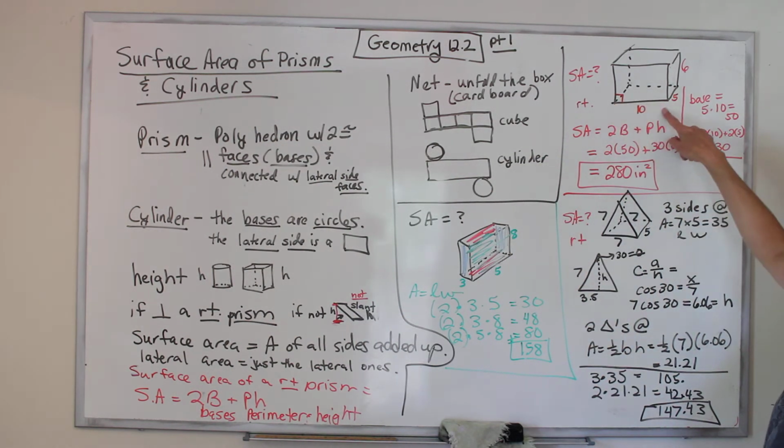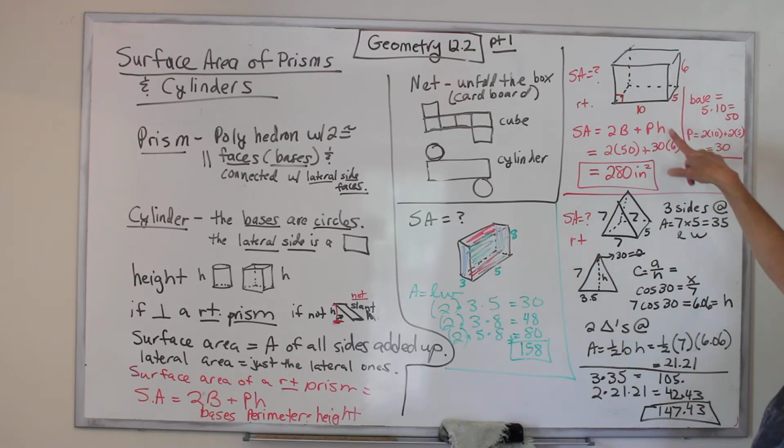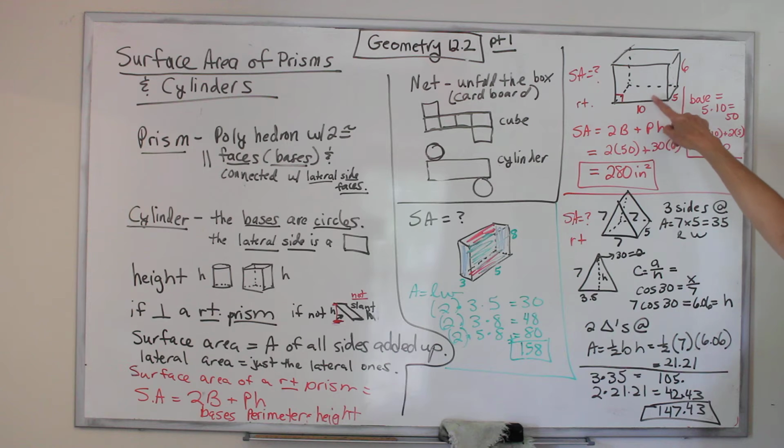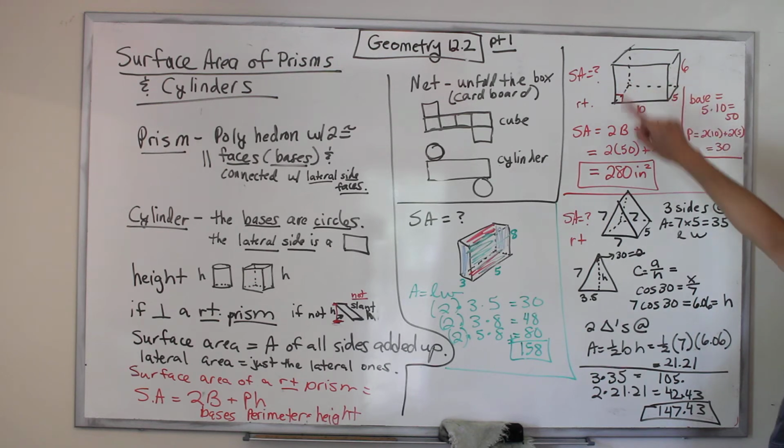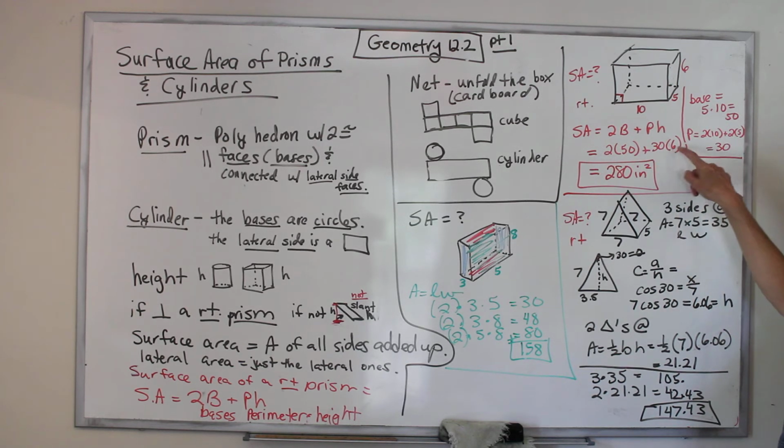Okay, here's another one. They want the surface area of this. It's a right prism, so I can do the formula. The bases are 10 times 5, which is 50. And the perimeter is 10 plus 5 plus 10 plus 5, which is 30. So now I can put it in the formula: 2 times 50 plus 6 times 30, because 6 is the height, and I get 280 inches.